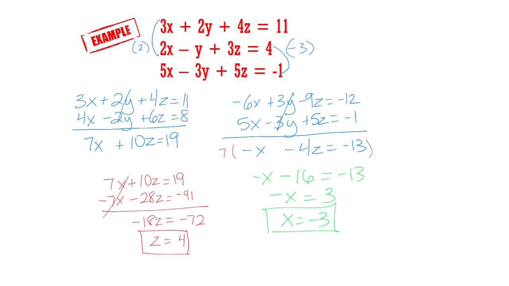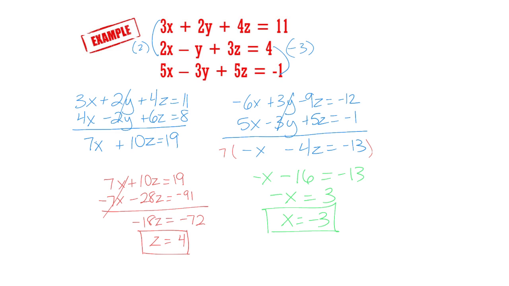And so now that I know x and I know z, I'm going to take them and plug them into any one of these 3 at the beginning. I kind of like this one, I suppose. It looks like it has the smaller numbers. So I'm going to put negative 3 in right here, put 4 in right here, and I'm going to solve for that y.